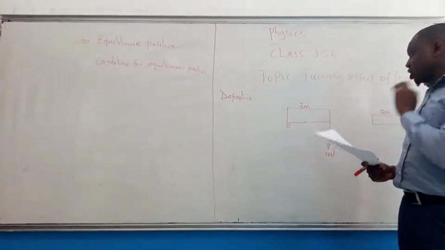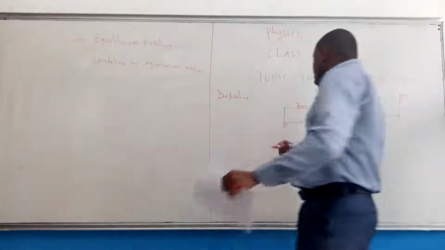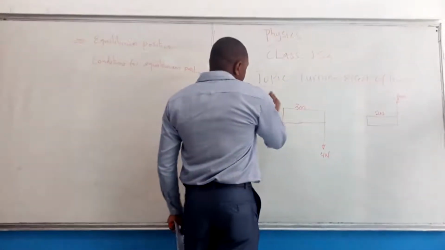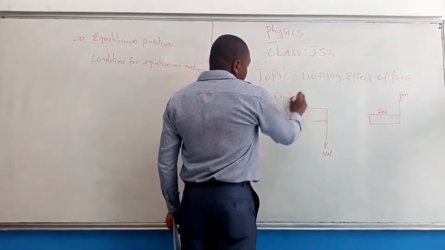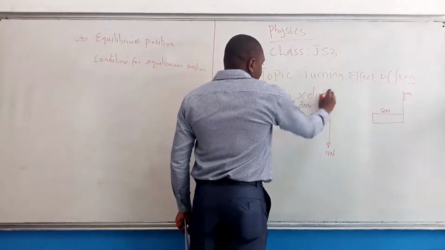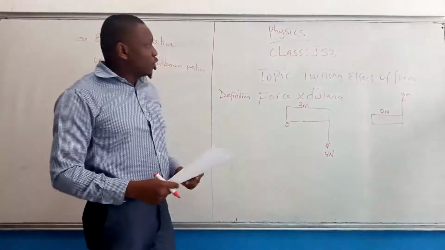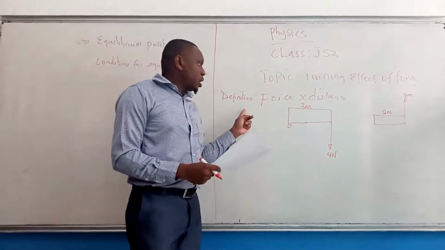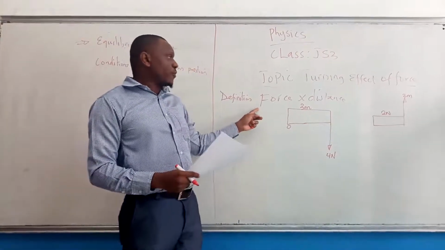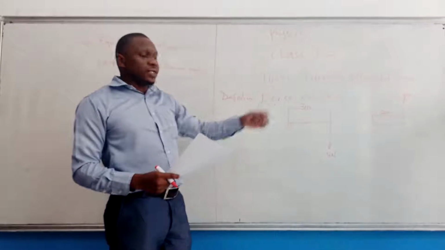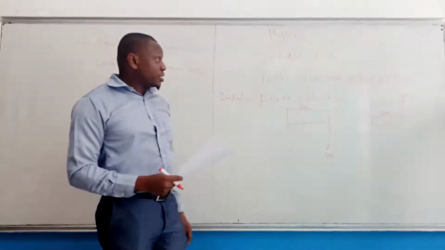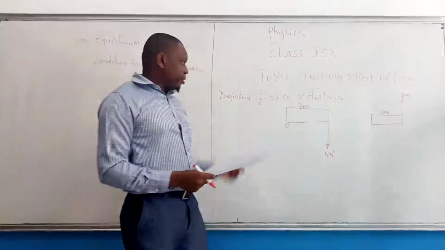We are defining the turning effect of a force as the product of force times perpendicular distance. Force times distance. That's the definition of moment. It is the product of force and its corresponding distance to the pivot.